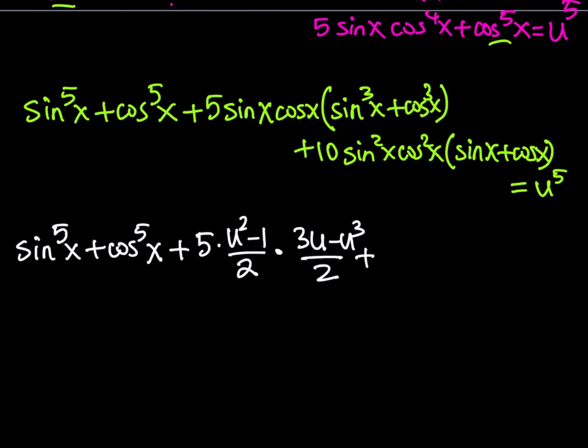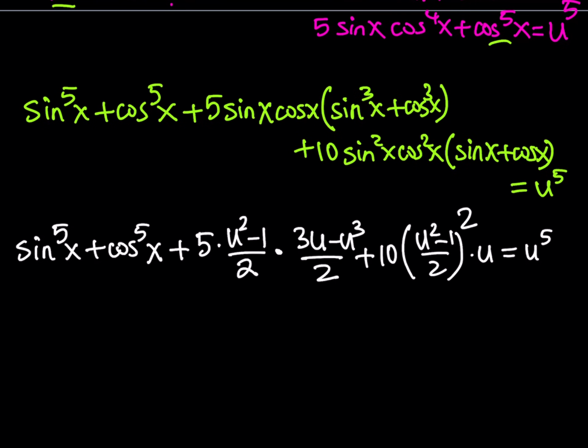Plus, now I have sine squared cosine squared, which is sine x cosine x quantity squared. So what I'd like to do is take this expression here and square it. Okay. I told you there's going to be a lot of algebra here. And then times sine x plus cosine x, which is u. And finally, it's u to the 5th power. So what happened here is that we were able to get sine x to the 5th plus cosine x to the 5th in terms of u. But we need to simplify this a little bit. And then hopefully we can go from there.